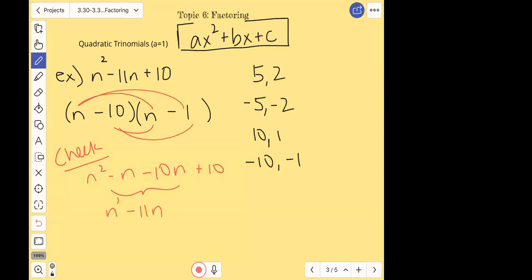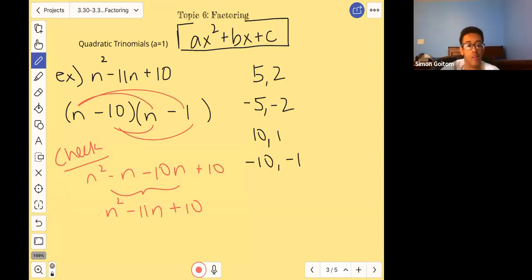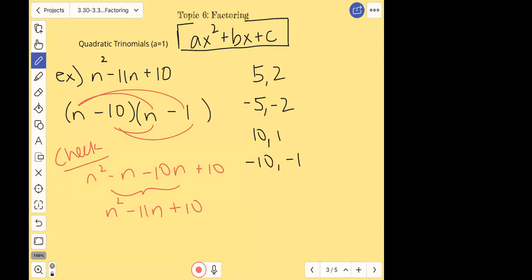All right, I'm going to show you guys kind of a cool method. Did anybody learn the box method in like algebra 2? Oh, I remember that, but I don't know if I know how to do it. Okay, I'm going to show it with this example because once we get to the harder trinomials, it's a lot easier.